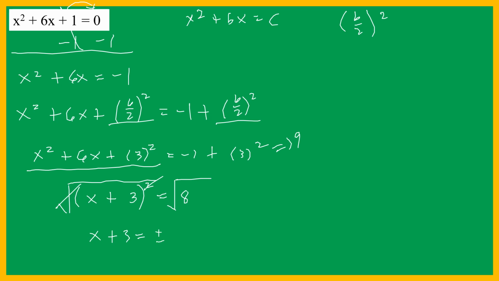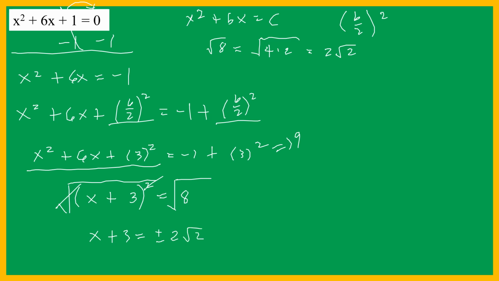And yung square root of 8, pwede natin siyang isimplify as the square root of 4 times 2, which is equivalent to 2 square root of 2. Kasi yung 4 is a perfect square, so ang square root ng 4 ay 2, kaya mapupunta siya sa labas. And then may iwan yung 2 sa loob. So the answer would be x plus 3 is equal to positive negative 2 square root of 2.